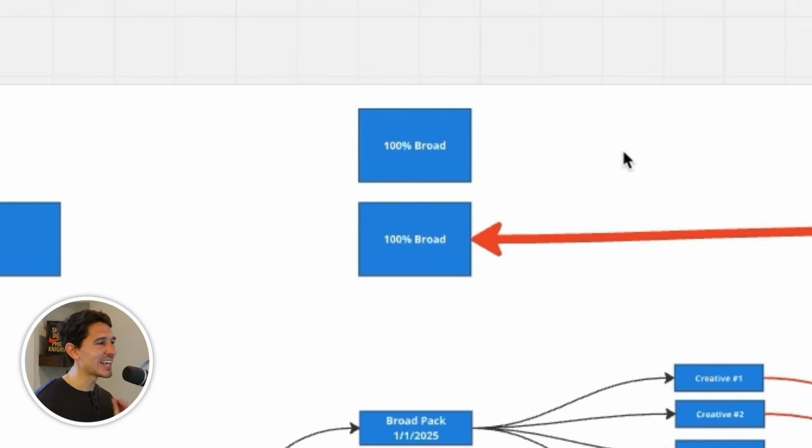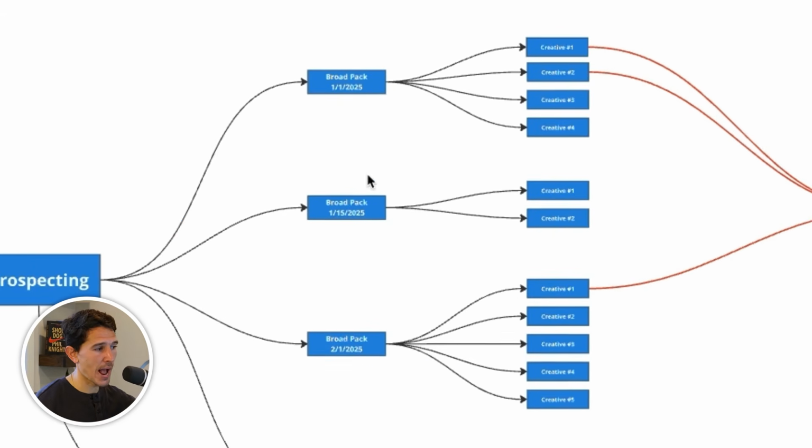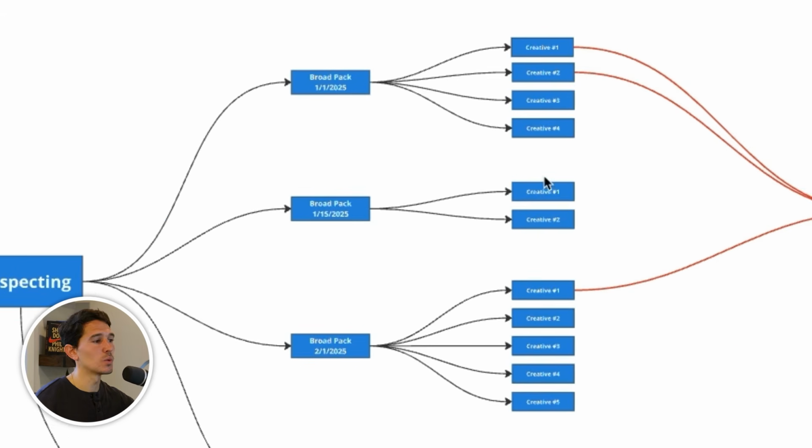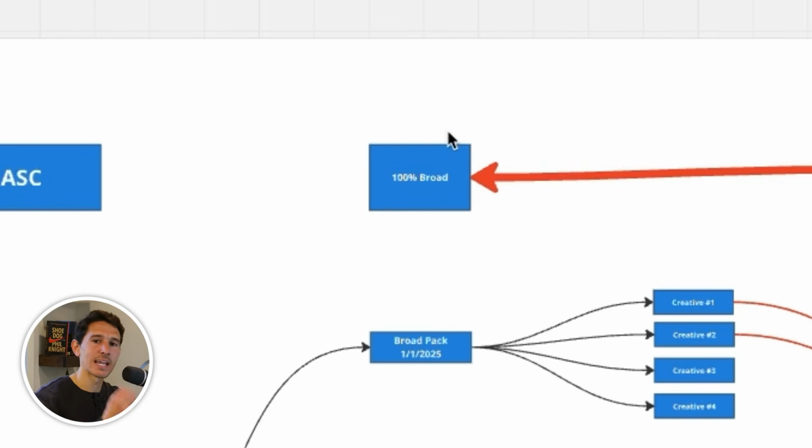For now, just bear in mind, there is going to be cases where we have multiple ad sets in an Advantage Plus scaling campaign. We are still going to be keeping our core prospecting campaign where we have broad packs with different creatives in each of those packs. We take the winners of those broad packs and we graduate them into the scaling campaign. This is a key of any account that is scaling.